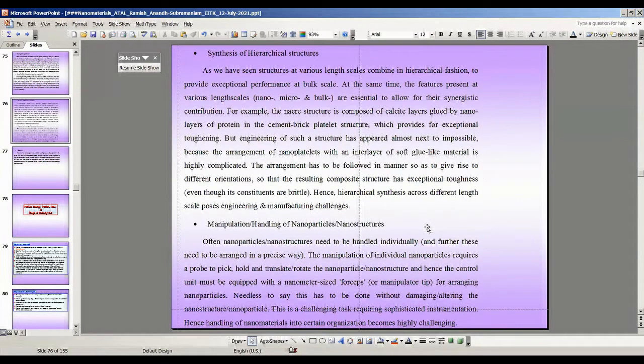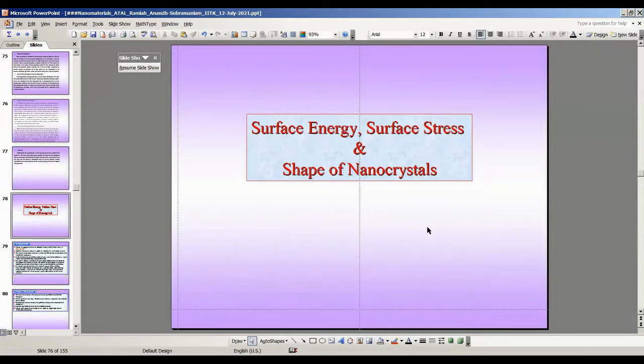Synthesis of hierarchical structures is just coming about. Sometimes it's only restricted to a few examples here and there, and so forth. Okay. Now let us take up some of the physics behind these nanoparticles and what we need to understand.